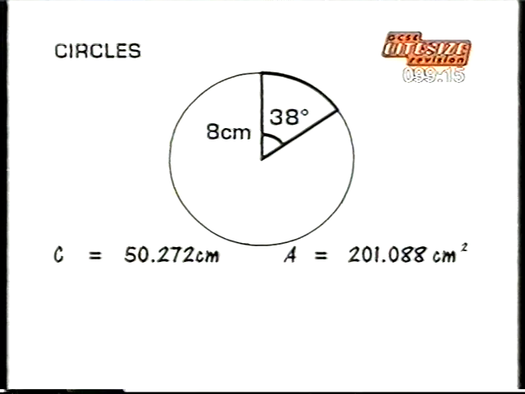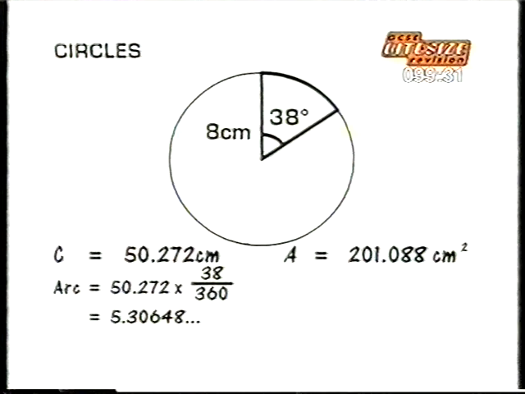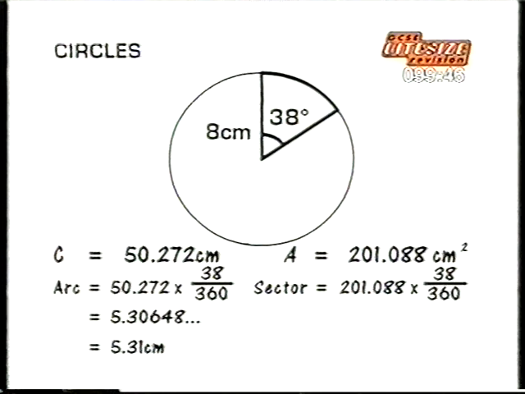If the sector angle is 38 degrees, then the length of the arc will be 38 360ths of the whole circumference. That's 38 over 360 times 50.272, that's 5.30648, which is 5.31 centimetres to 2 decimal places. The area of the sector is 38 360ths of the whole area. That's 38 360ths of 201.088, which is 21.22585, or 21.23 centimetres squared to 2 decimal places.